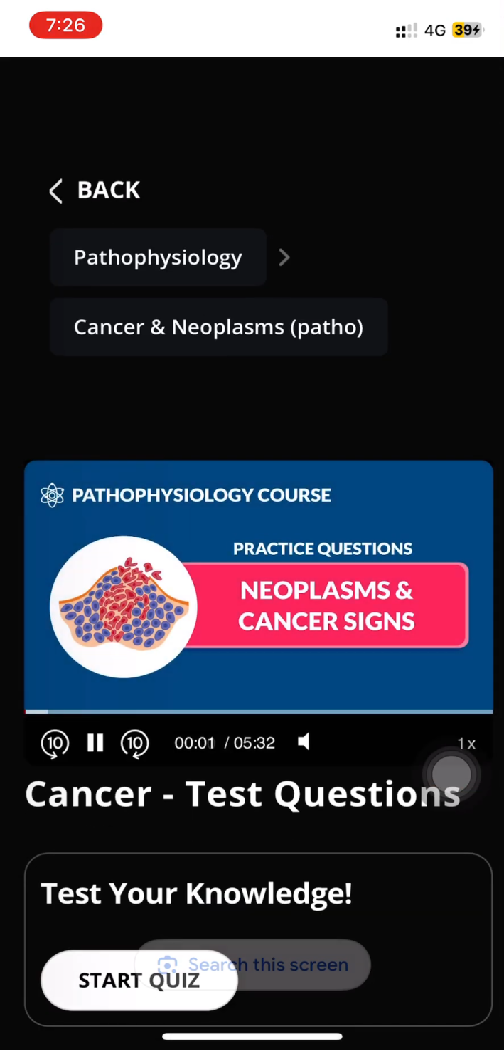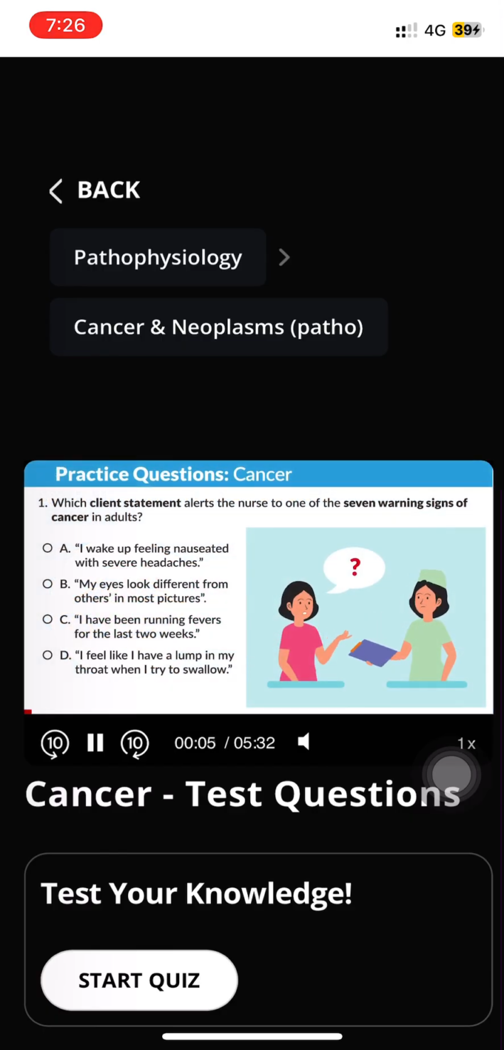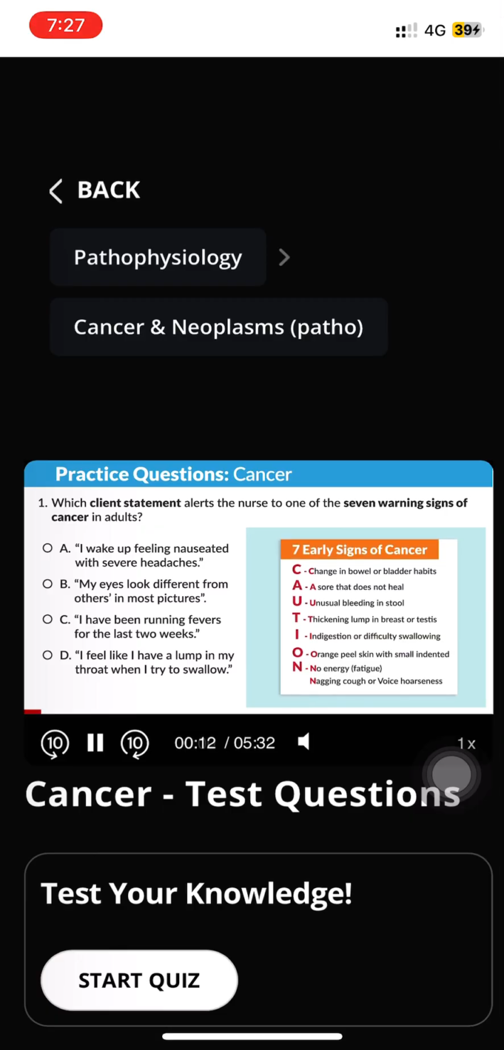Now for the practice questions on cancer. So question number 1. Which client statement alerts the nurse to one of the 7 warning signs of cancer in adults? So remember the memory trick CAUTION, the 7 signs of cancer. As you can see, I is for indigestion and difficulty swallowing. So D would be the most correct here.